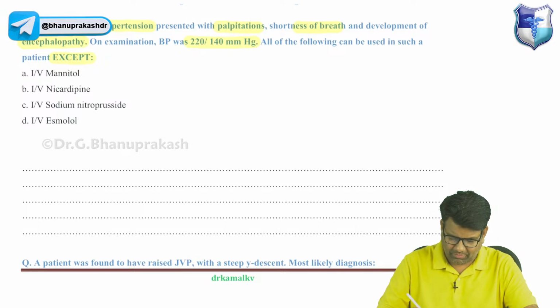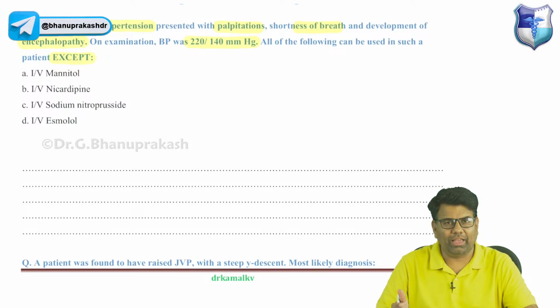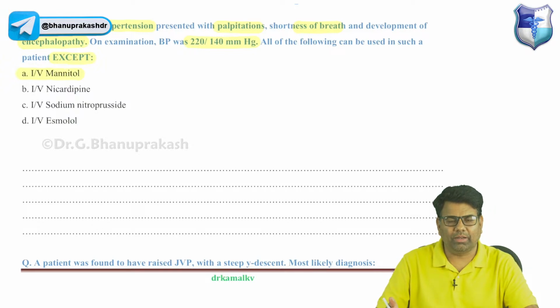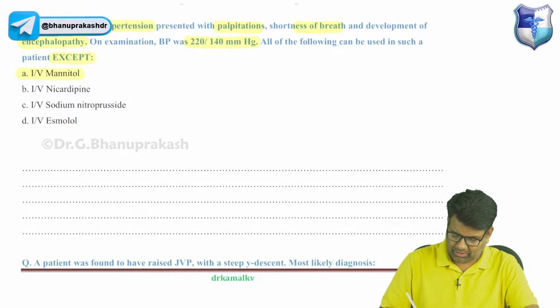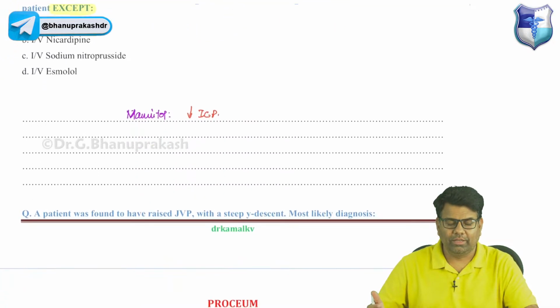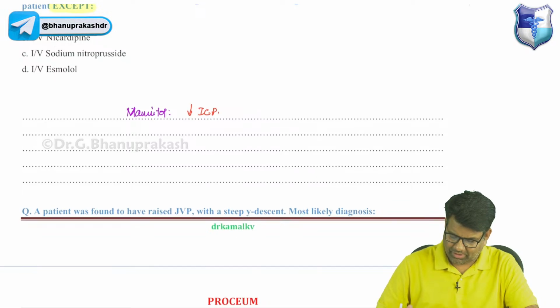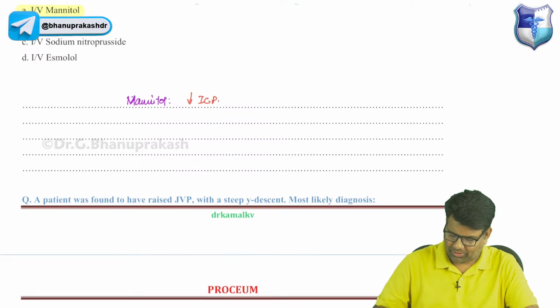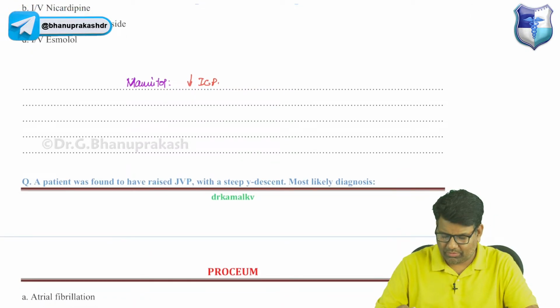Now, if you look at the options B, C, D, all have antihypertensive properties, and drug A, that is mannitol, has nothing to do with reduction of blood pressure. Yes, it can be used for reducing intracranial pressure. Mannitol is valuable in reducing intracranial pressure, but nothing to do with reduction of blood pressure. So the answer has to be mannitol. Yes, right, Puneet. So it has nothing to do with blood pressure.